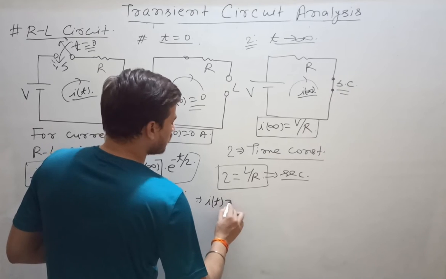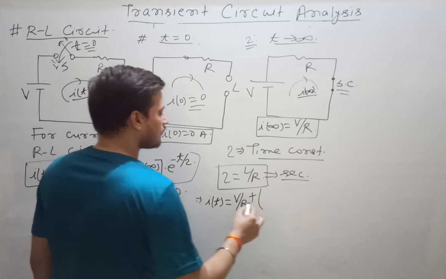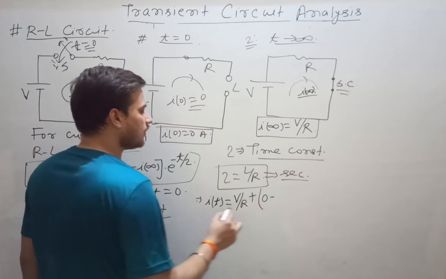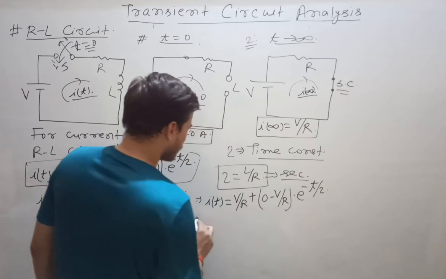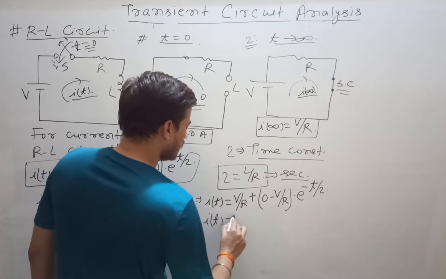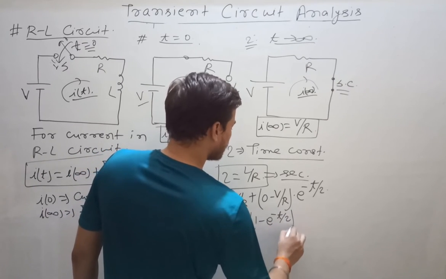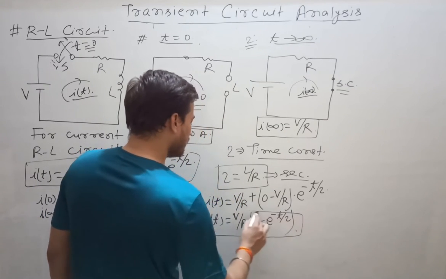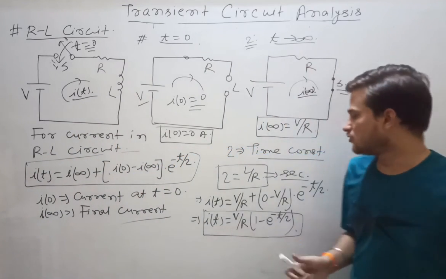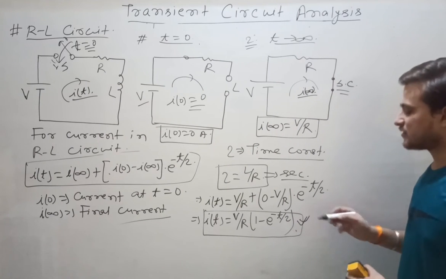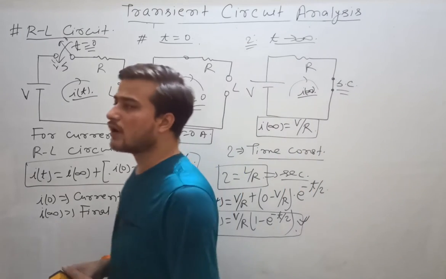So I(t) will be equal to I infinity, that means V by R, plus I0 minus I infinity. The value of I0 is 0, so it is minus V by R into e to the power minus t by tau. From here you can write I(t) will be equal to V by R into (1 minus e to the power minus t by tau). So this is the expression for current through an RL circuit.